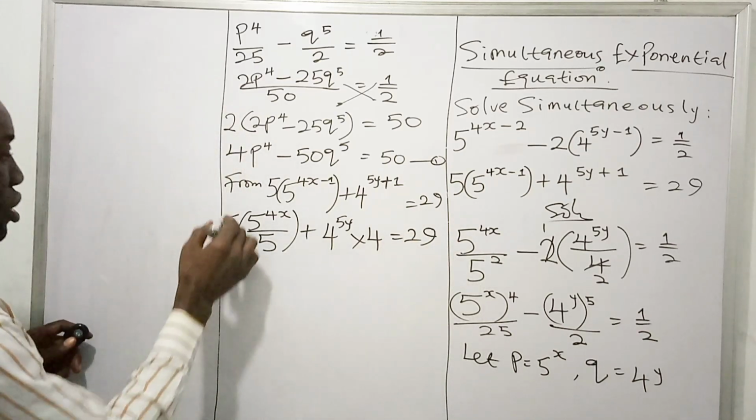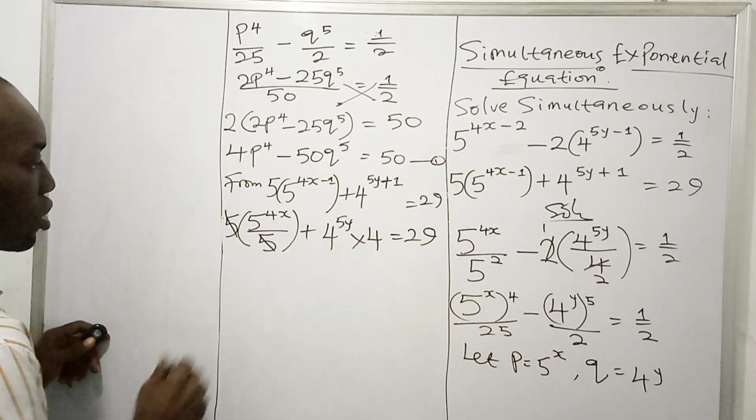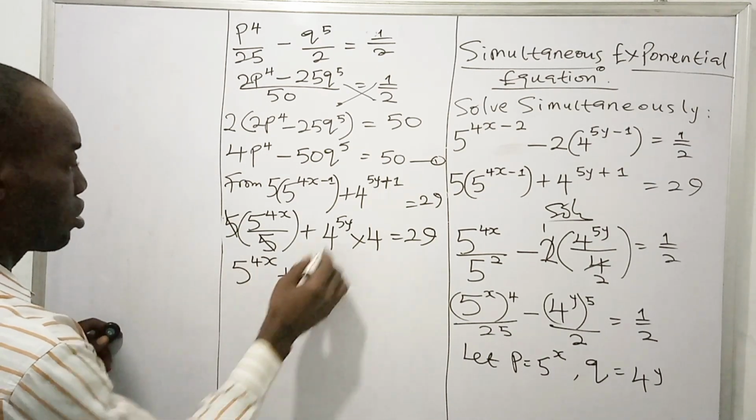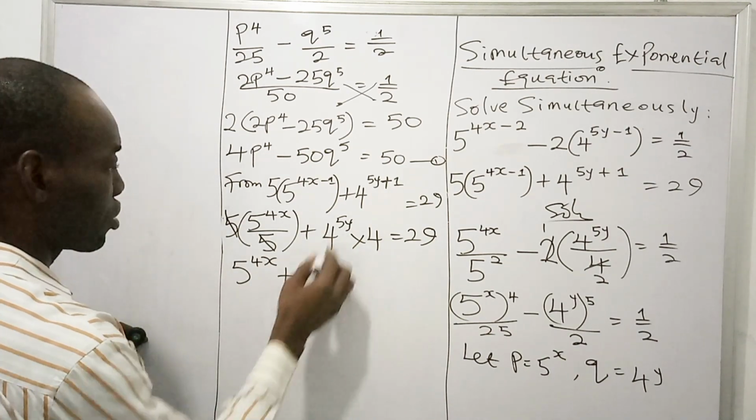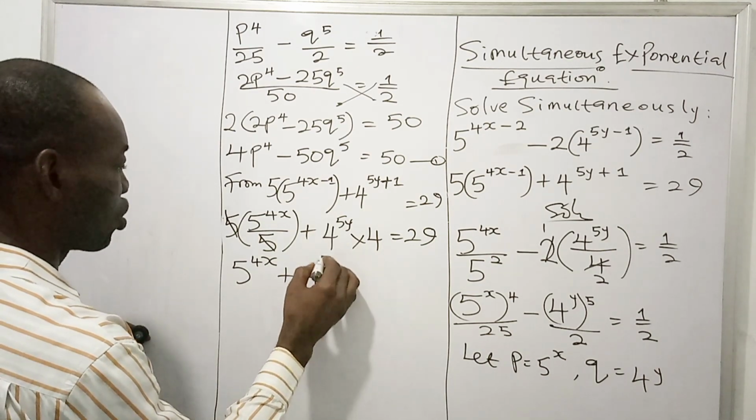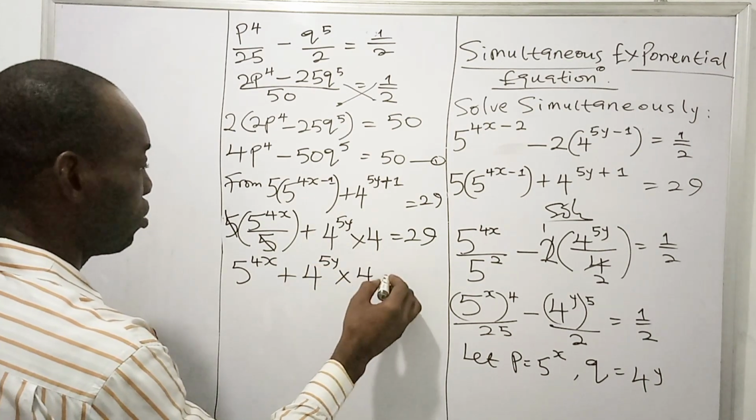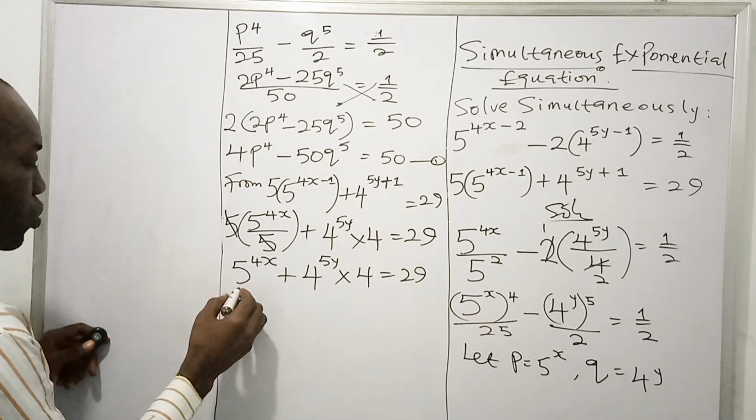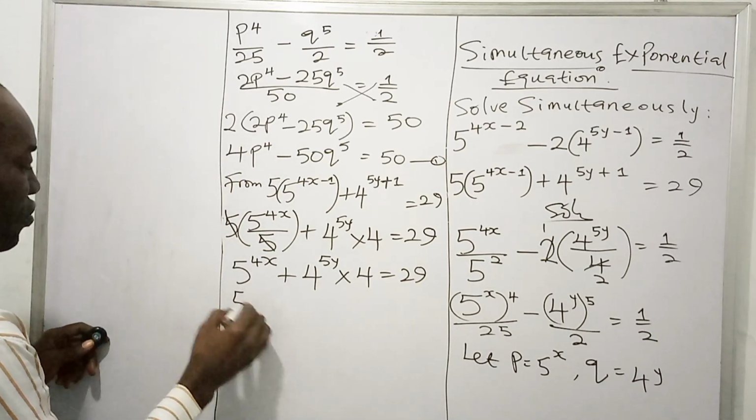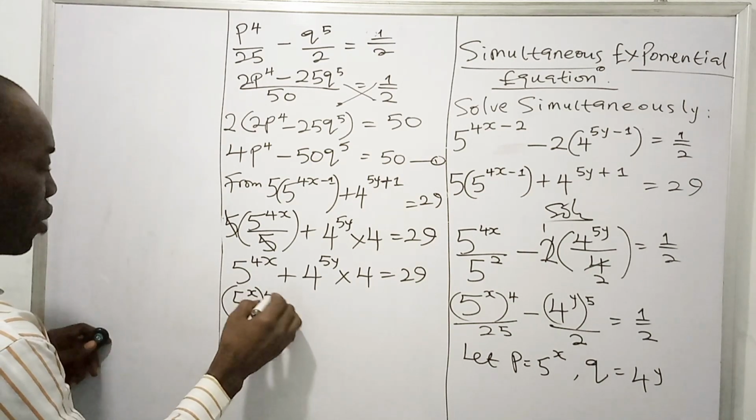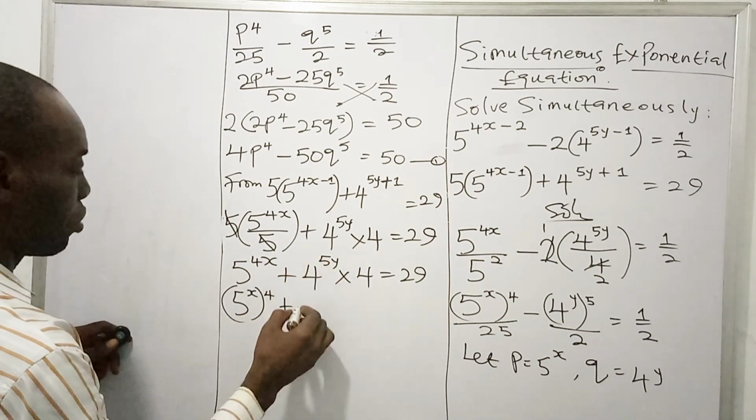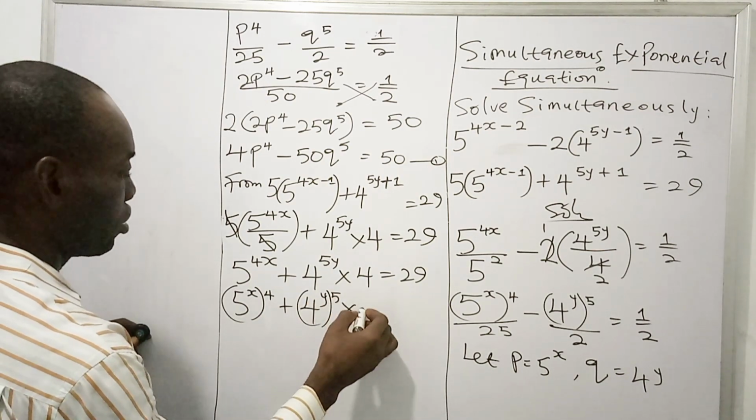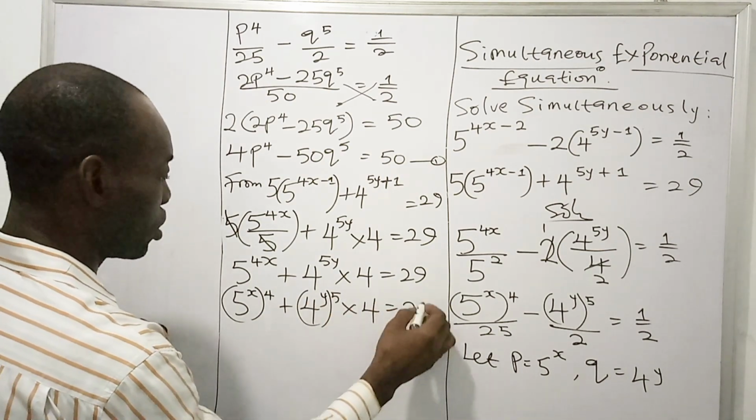Okay, so from here, we cancel out the 5 here. So we're left with what? 5 raised to the power what? 4x plus, here will give us, let's leave it this way for us. 4 raised to the power 5y times 4 is equal to 29. Now this can be expressed as 5 raised to the power x, all raised to the power 4, times 4 raised to the power y, all raised to the power 5, times 4 is equal to 29.